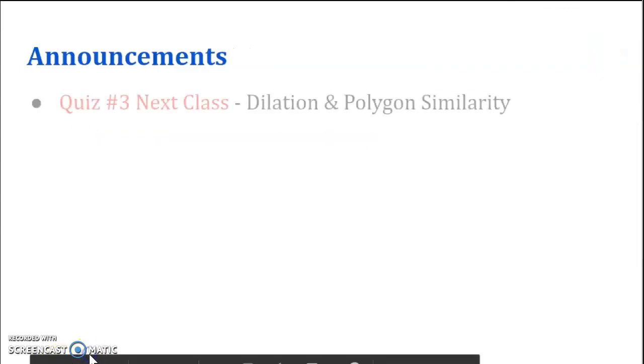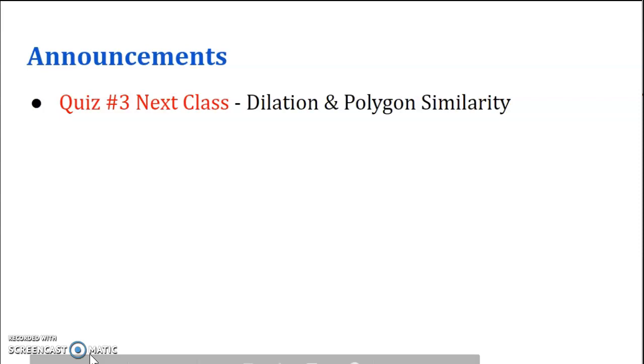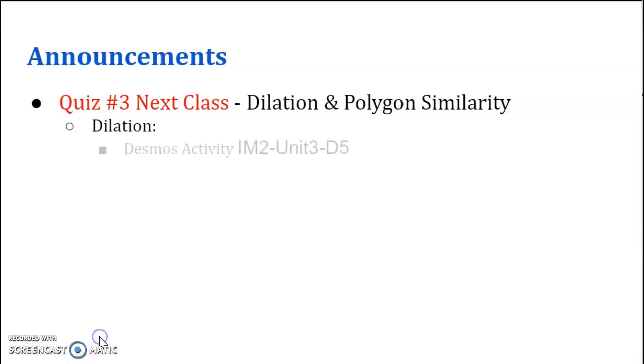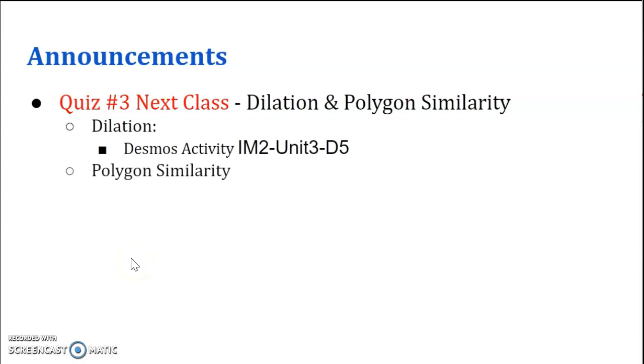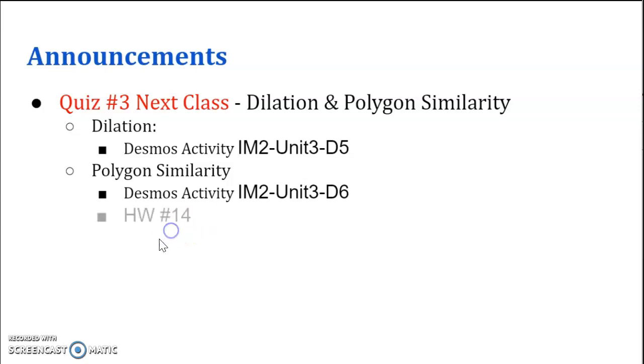Some announcements. There will be quiz number 4 next class. It's going to be on dilation and polygon similarity. To prepare for dilation, you should be looking at your notes on dilation plus the Desmos exercise on Unit 3, Day 5. That's 2 lessons ago. And also polygon similarity, you should be looking at your class notes, as well as the Desmos activity, Unit 3, Day 6. That's the previous lesson, as well as homework number 14.